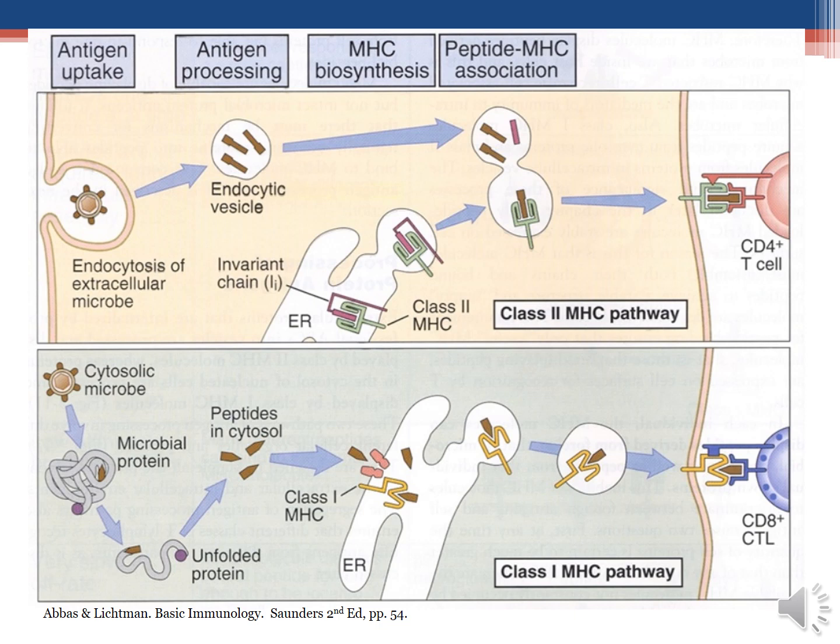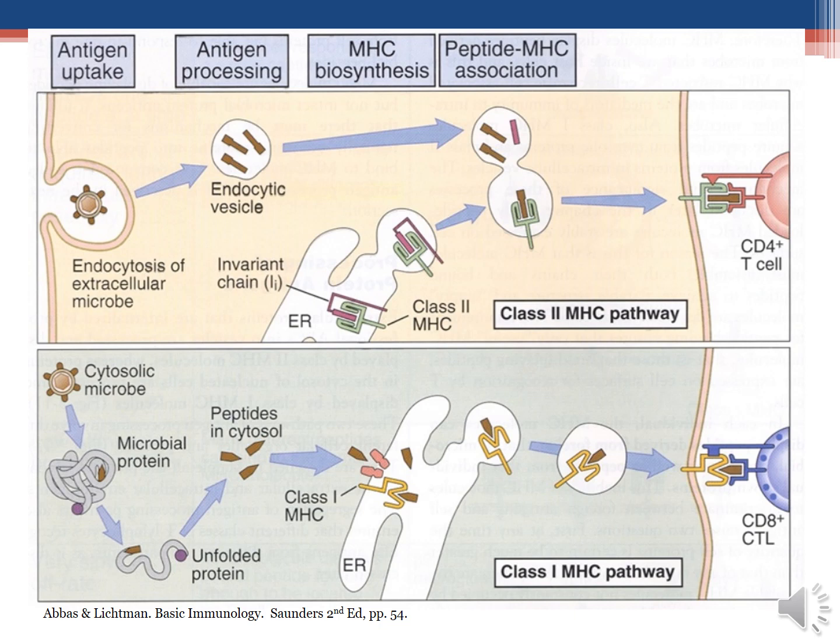it has this invariant chain on it, and once it binds with that endocytic vesicle with the processed antigen, it will lose that invariant chain, and then it will be able to allow that antigen to fit into the Class II MHC, and then it will get pushed out to the cell membrane. So a CD4 T cell will be able to detect that particular antigen.